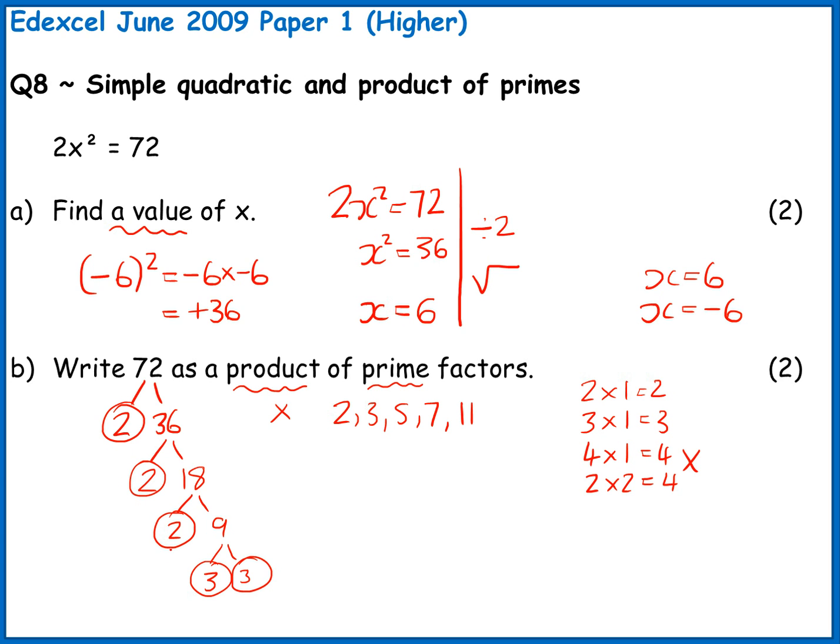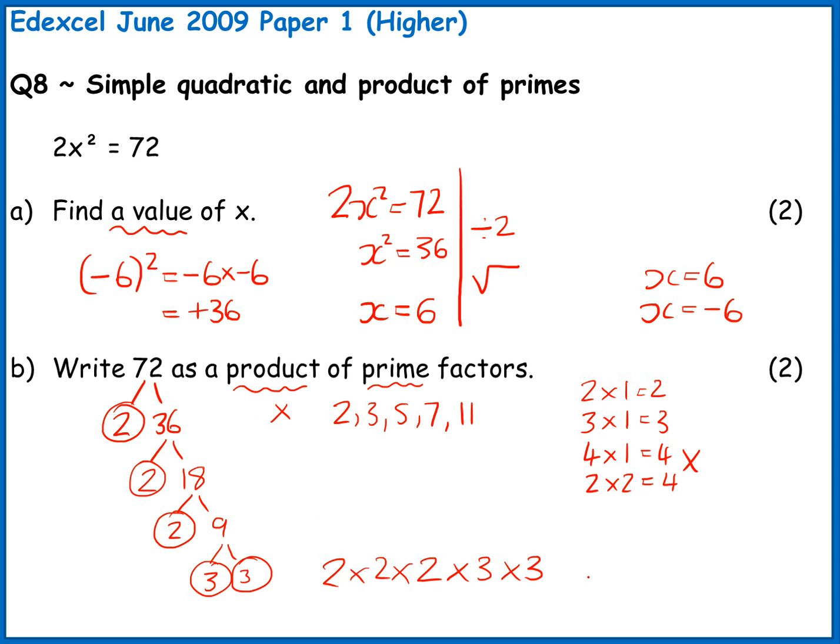And once I've got prime numbers on the end of each one of these branches now, I've then split it into a product of prime factors. So I then need to write out that 72 is 2 times 2 times 2 times 3 times 3.